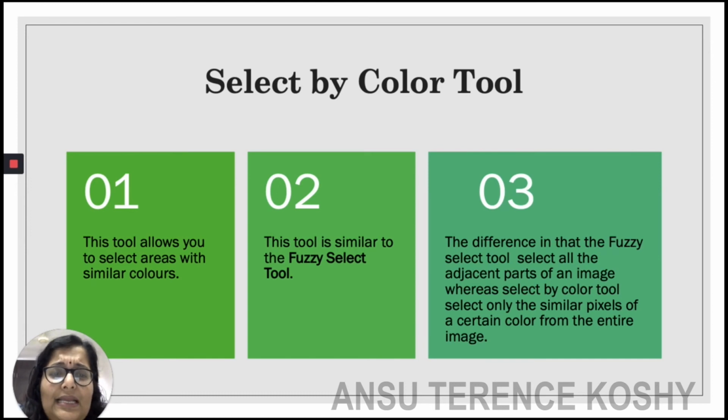The difference is that fuzzy select tool selects all the adjacent parts of an image, whereas select by color tool selects only the similar pixels of a certain color from the entire image. Fuzzy select is used to select adjacent parts of the image, while select by color tool is used to select that color wherever it appears in the picture.